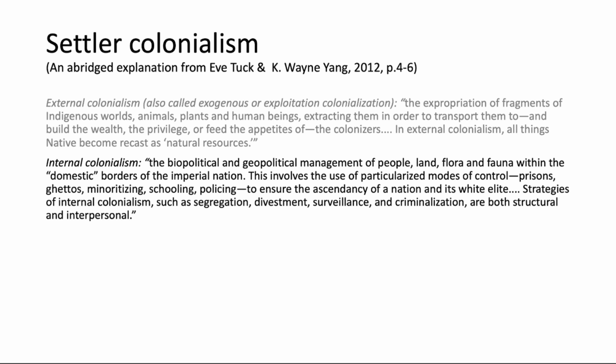So, if external colonialism is about extraction and exploitation from the colony to the imperial nation, internal colonialism is about forms of management within the imperial nation. And this operates through structural levels like institutional policies and laws, as well as interpersonal levels like everyday conversations. Think, for example, about the treatment of enslaved Africans forcibly brought to the United States. And even after slavery was outlawed, a system of white supremacy operates through prisons, ghettos, minoritizing, schooling, policing, and other processes of control. Redlining in Chicago would be one example.